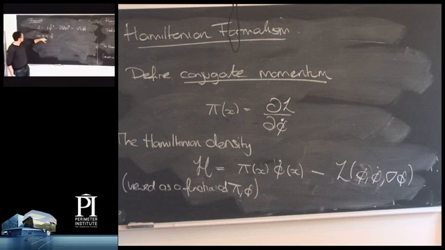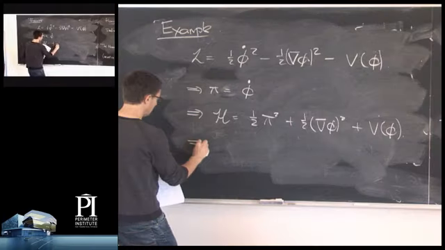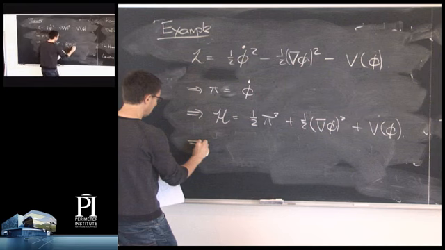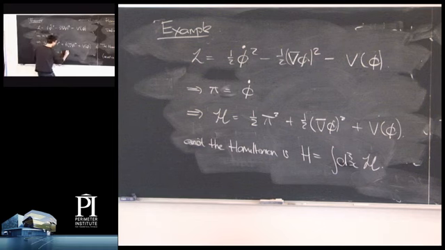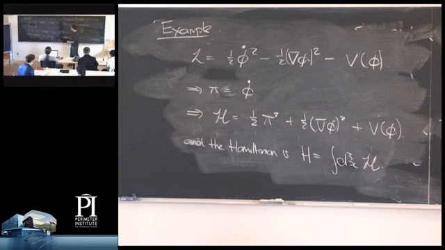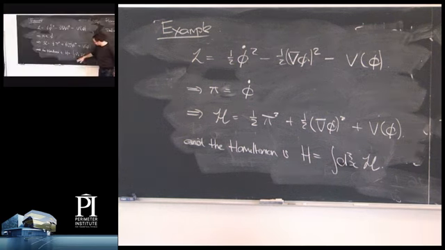So in this case, it's very clear that the momentum conjugate to phi is just phi dot, which means that the Hamiltonian density, I should say, is given by the following function, and the Hamiltonian you get by integrating the density over 3-space, just like for Lagrangians and Lagrangian densities.